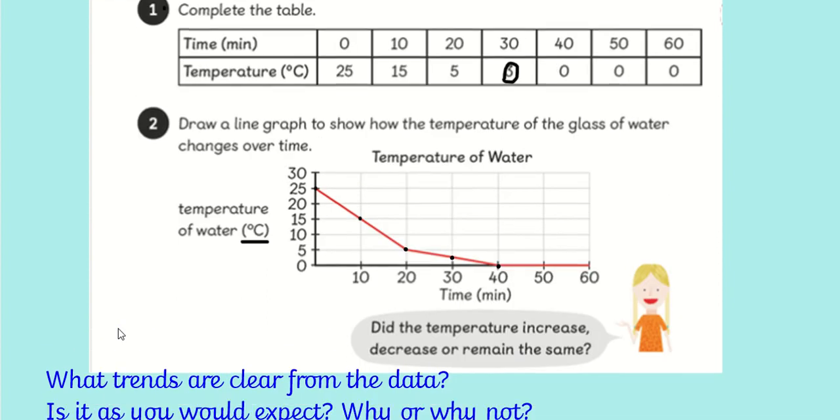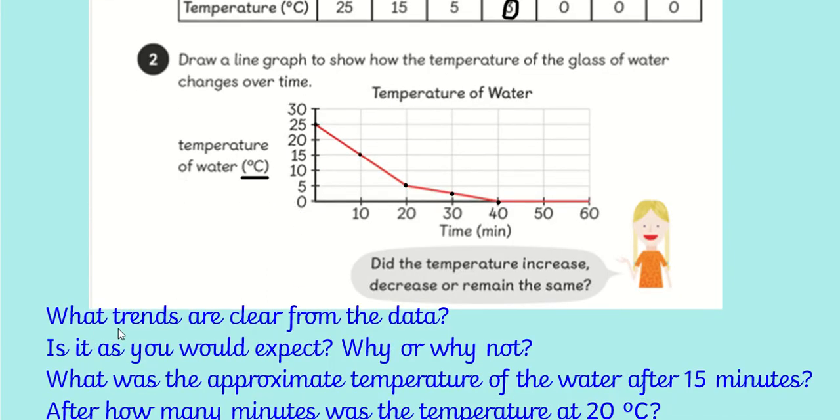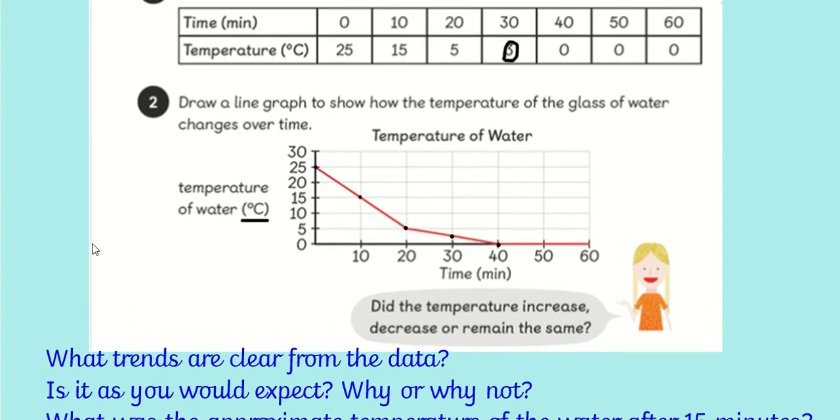Okay, we've got questions here. So what trends are clear from the data? Did the temperature increase, decrease, or remain the same? That's right, we know that the line is going down, and when something is going down, it is decreasing. Okay? Is it as you would expect? So when you put water in a freezer, would you expect the temperature to go down to 0? I think you would.